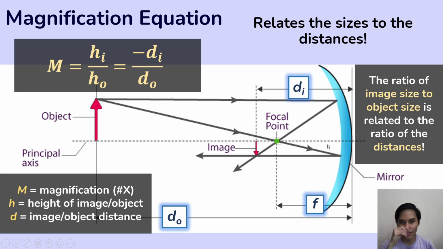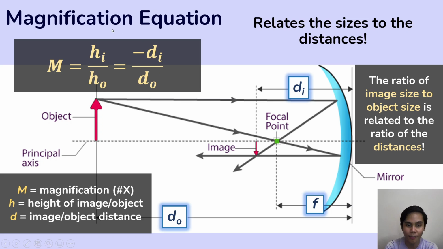The second equation we need to know is the magnification equation. It relates the sizes to the distances. So the size of your object, how high your height of the object is compared to the height of your image. And again, it's just similar to the notation we had earlier. The subscript or the small letters are just reminders if it's referring to image or object. So h is the height or the size of the image or the object, again depending on the small letter. Whereas the d is the distance of the image or the object, once again.